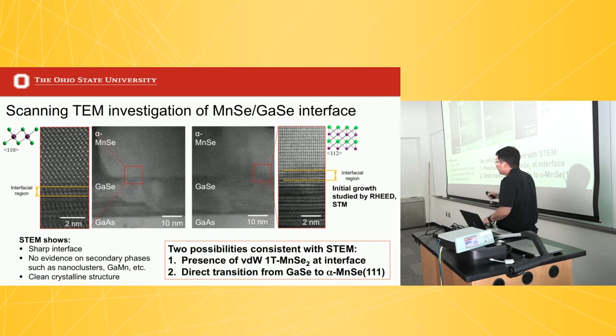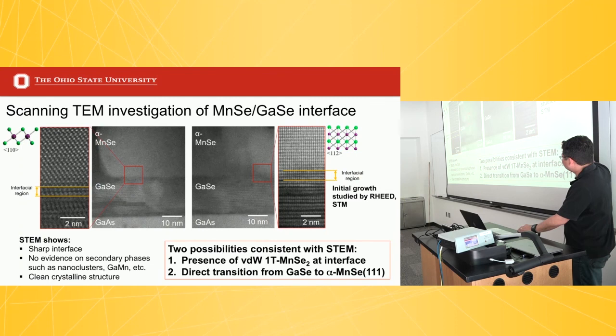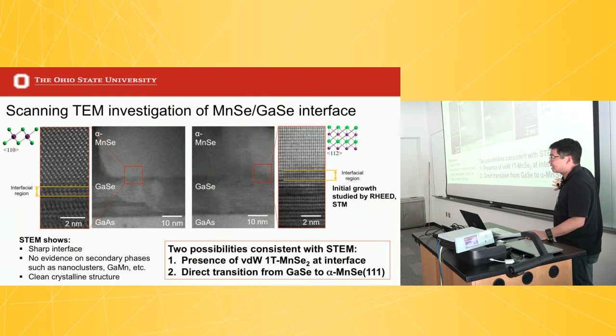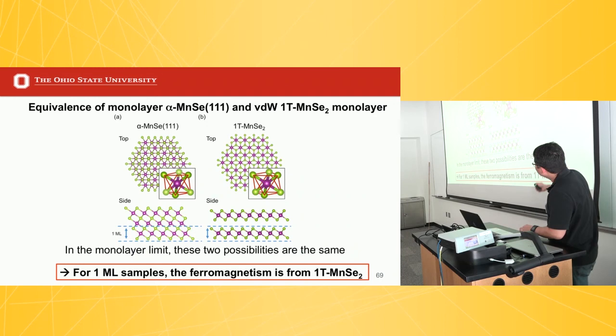And so there's really only two possibilities that are consistent with this microscopy. One is the presence of this 1T manganese diselenide at the interface. The other possibility is just the direct transition from gallium selenide to this alpha manganese selenide. These are the two possibilities. And it turns out, if you look very closely at the bulk material and the van der Waals material, they are different.